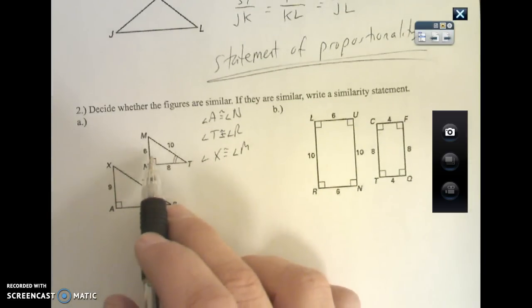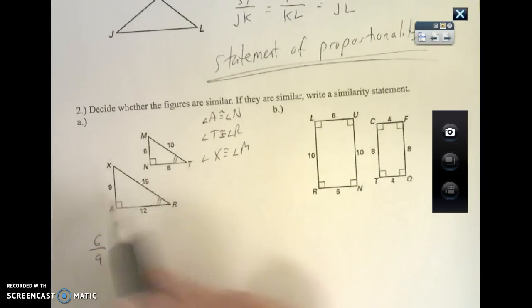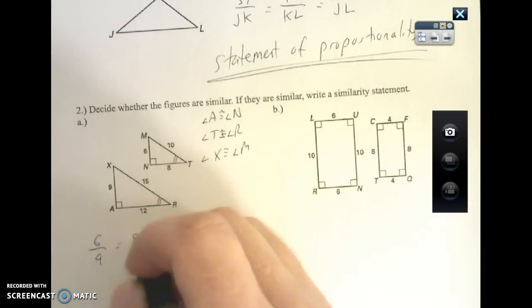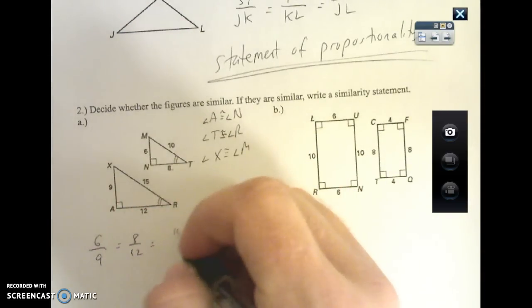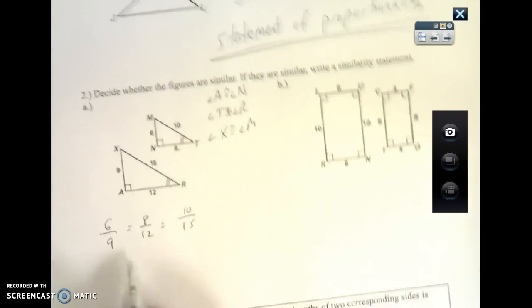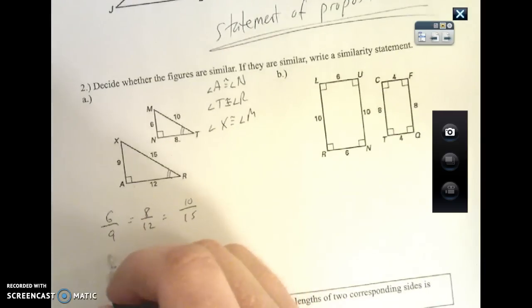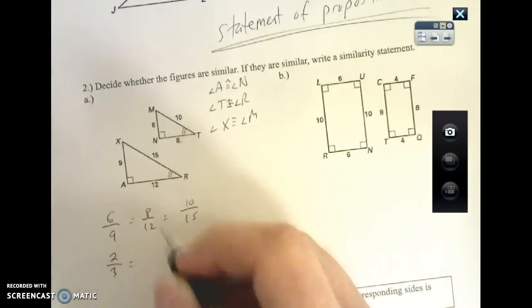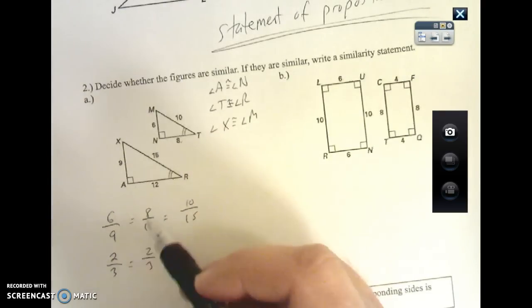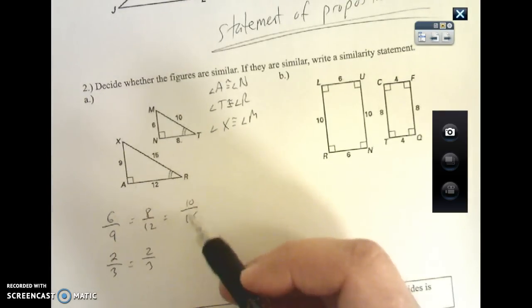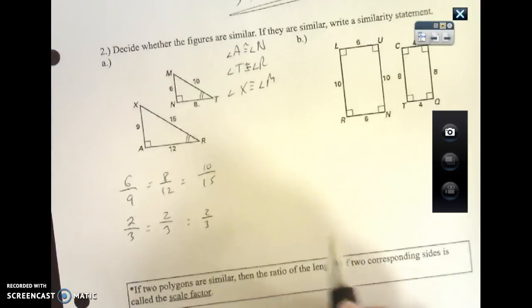Now, go small to big or big to small. I'll go small to big. 6 over 9. How am I doing this? I'm just comparing similar sides. Equals 8 over 12. Boom, boom. Equals 10 over 15. I have to reduce these down. Guys, you can use your calculator if you need to. 6/9 reduced down to 2/3. 8/12 reduced down to 2/3. I'm dividing top and bottom by 3 here, top and bottom by 4 here, top and bottom by 5 here. Does 2/3 equal 2/3 equals 2/3?